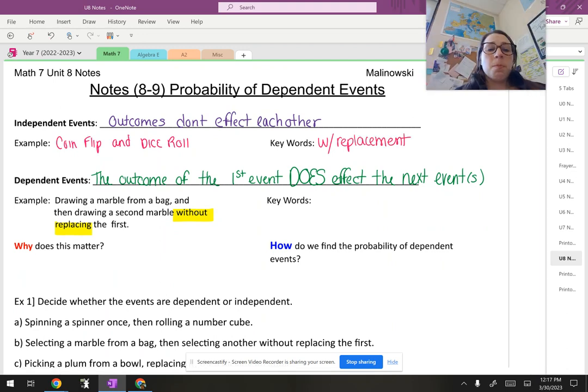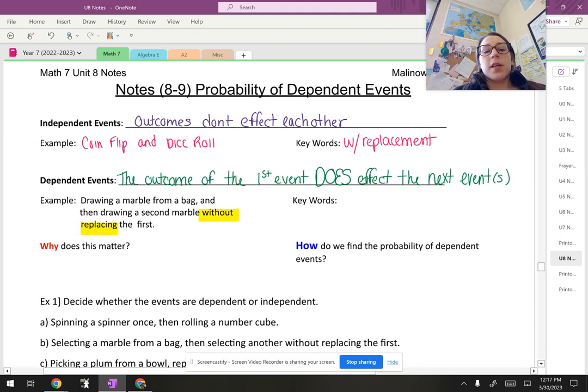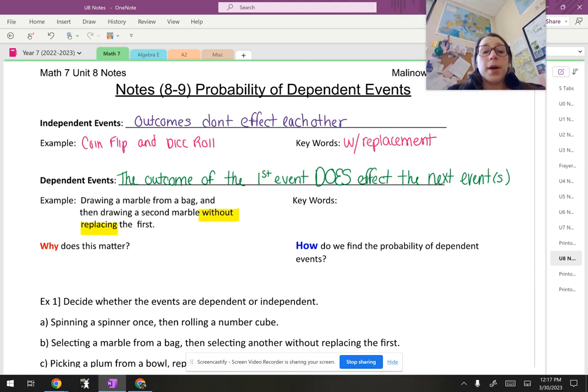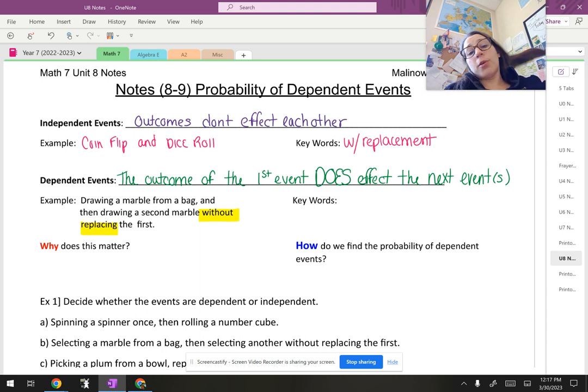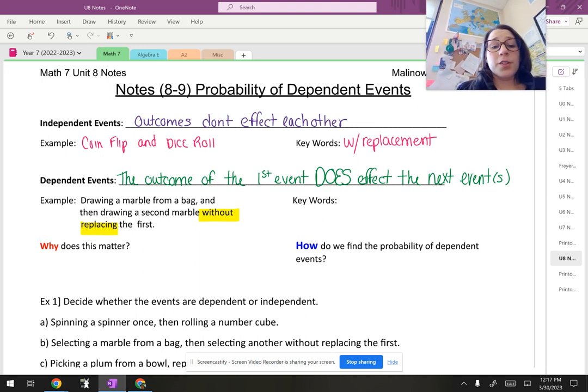It matters. So dependent events are events where the outcome of the first event does affect what happens in the next events. For example, picking a marble from a bag and then drawing a second marble without replacing the first marble. Keywords, as you can see from the highlights, are without replacement.